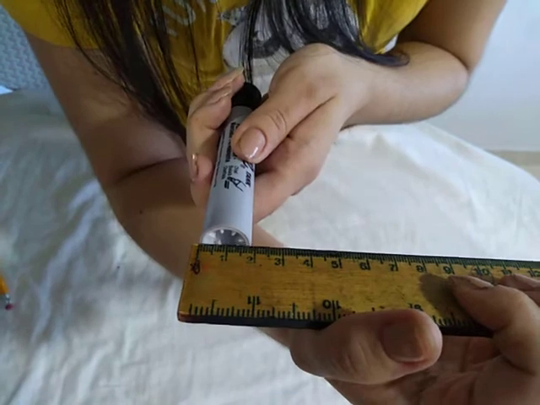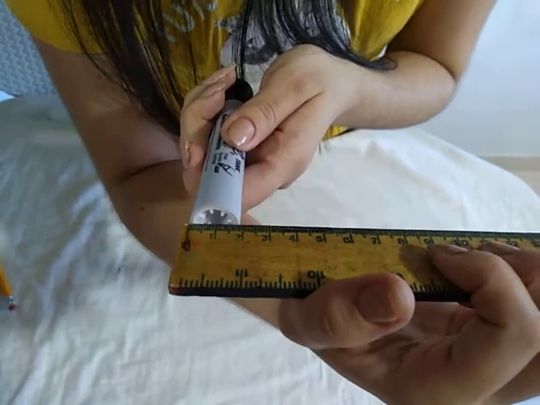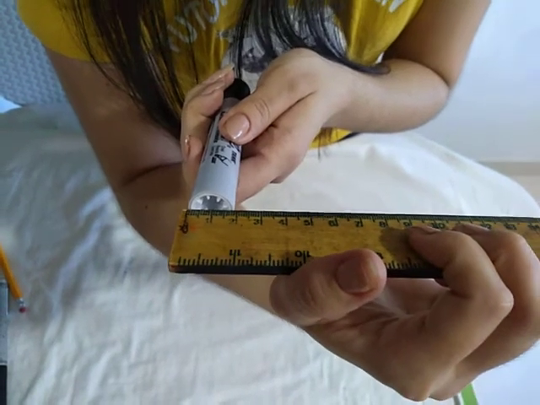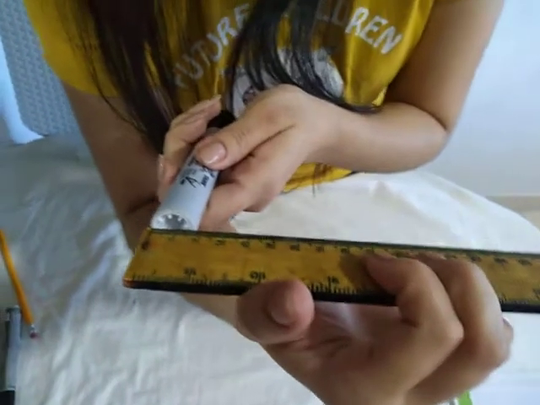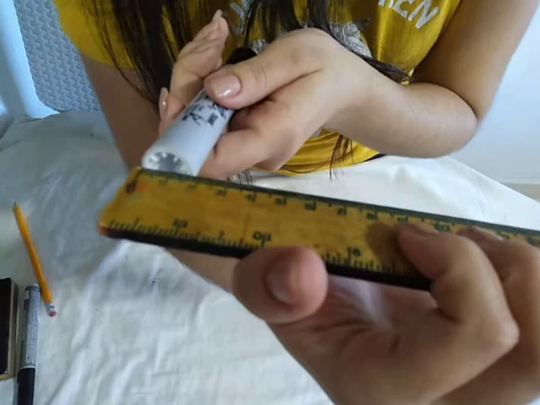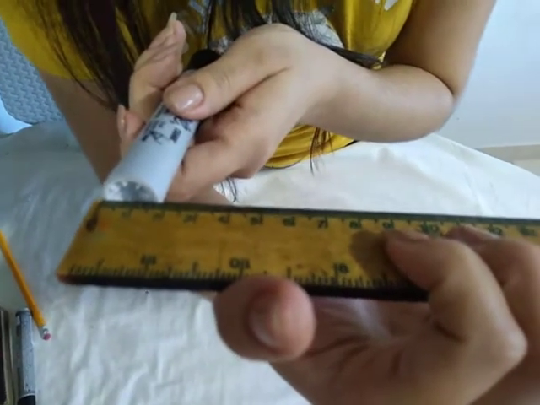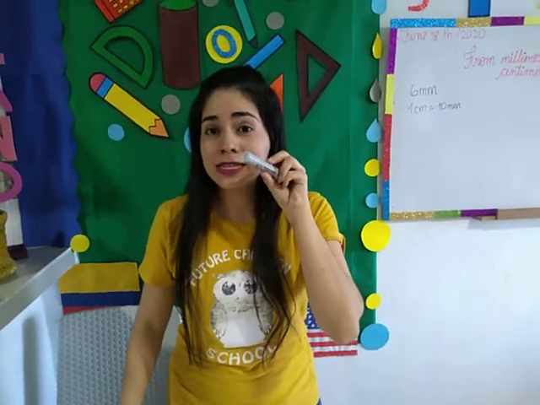But guys, if you know that 1 centimeter is 10 millimeters, you have to count the other millimeters, okay? 1, 2, after the one, count with me, after the one. 1, 2, 3, 4, 5, 6, 7 millimeters after the one. So 7 millimeters plus 10 is 70 millimeters. The width of this marker is 70 millimeters.